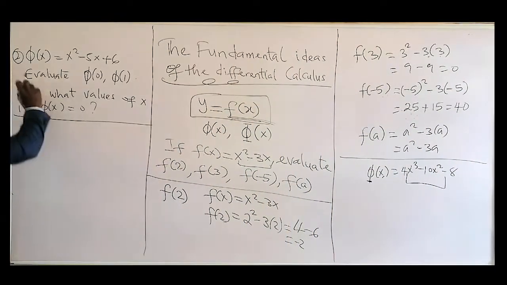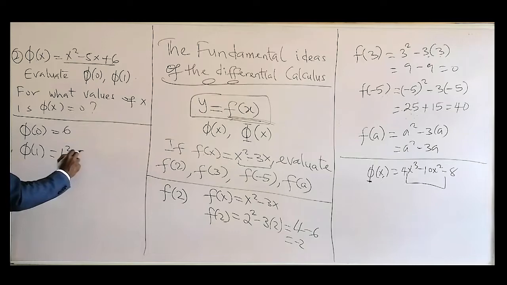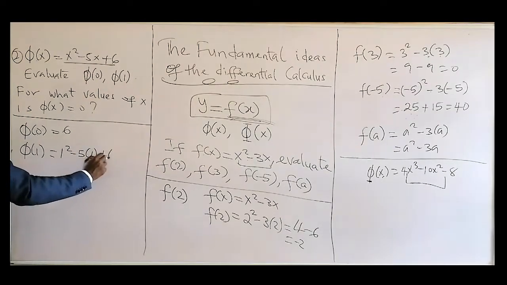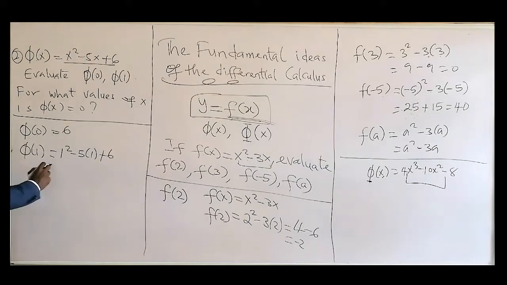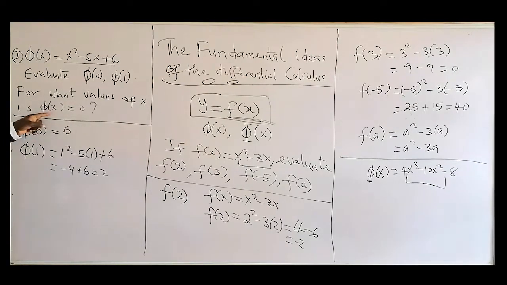We have the function equal to this expression. Then we are told to evaluate f of 0, which means x is 0. Then you substitute in this expression. That will give you 6. What of f of 1? That means x is 1. Then you put it there. You have 1 squared minus 5 times 1 plus 6. And that will give us 1 minus 5 plus 6, and that's 2.